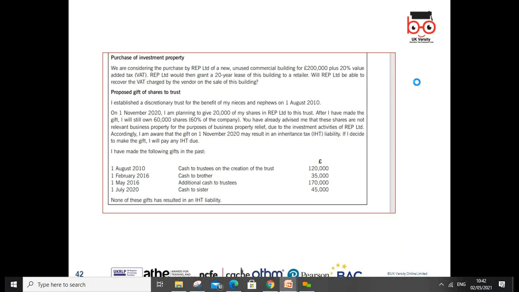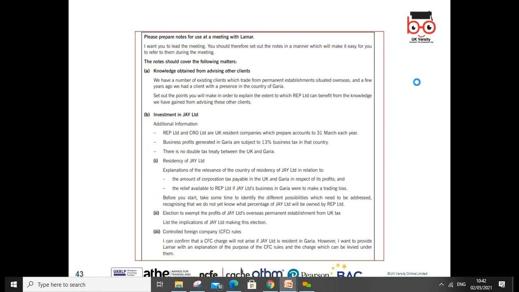Here, all the tax issues: property, investment, the proposed gift of the shares to the trust, and the inheritance tax elements there as well. Then we've been asked about the knowledge obtained from advising other clients, investment in J Limited, and the residency test, and how we can apply it to check controlled foreign companies.